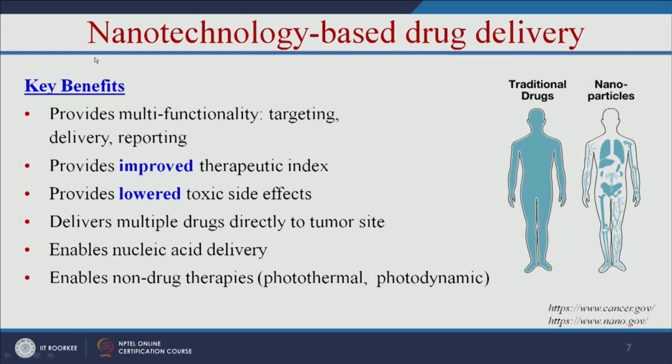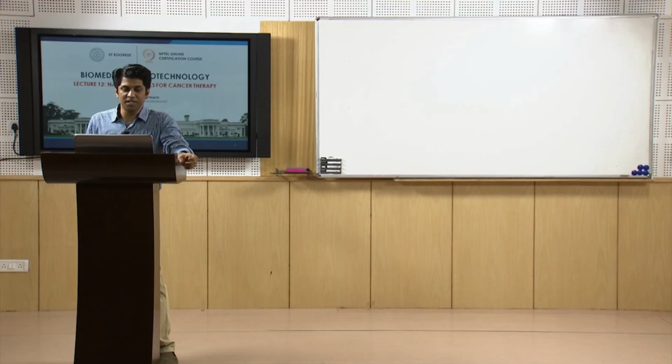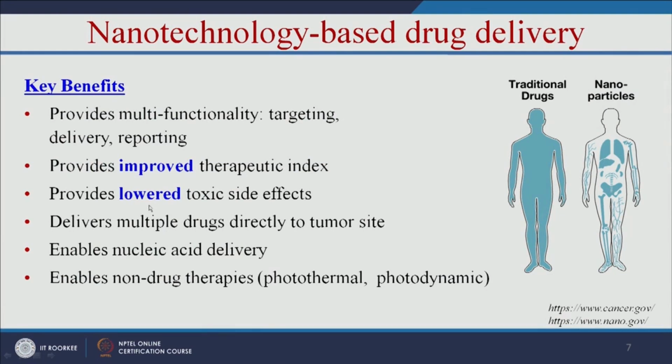So let us see some of the other advantages of the nanotechnology-based drug delivery system. It provides multi-functionality. That means we can target the nanocarrier, and along with the nanocarrier we can also add some fluorescent tags, which can easily be monitored in vivo as well as in vitro. These nanocarriers will improve the therapeutic index and also lower the toxic side effects. And we can deliver multiple drugs directly to the tumor site.